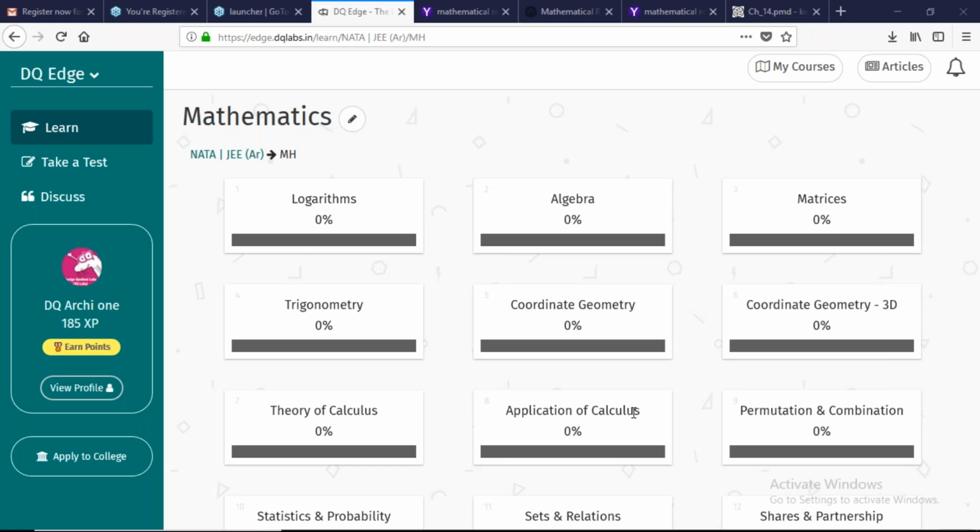Mariam is asking what the common silly mistakes in this section are. Which section, Mariam?